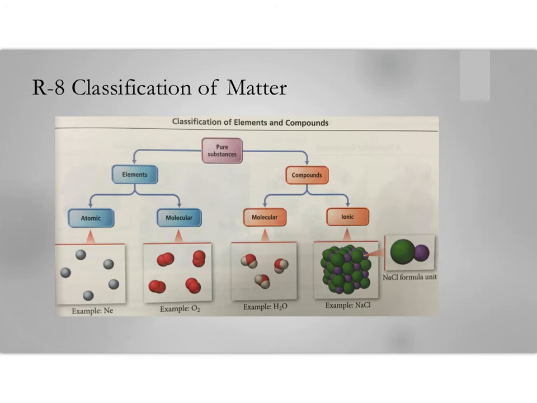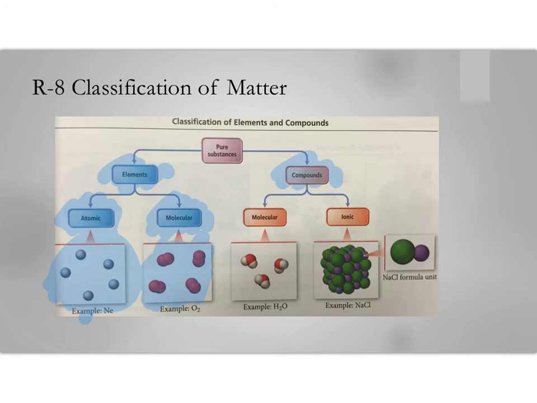This flow diagram here kind of just shows you how you can connect all of the types of pure substances. So pure substances are made up of either elements or compounds. And we can split apart elements into atomic elements or molecular elements. And so you can see atomic elements like neon are just single atoms by themselves, whereas molecular ones, like oxygen, which I discussed a second ago, have more than one atom in them, but they're the same element.